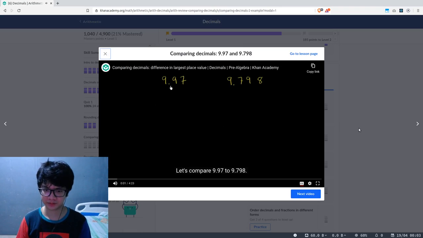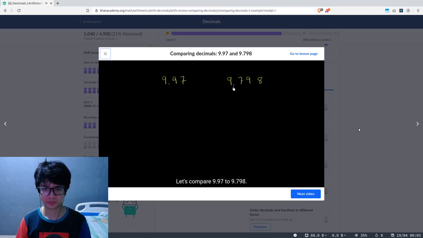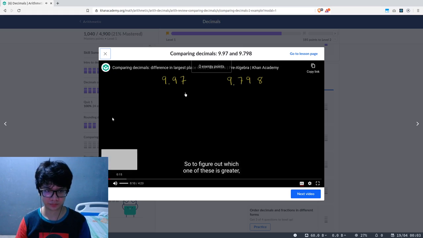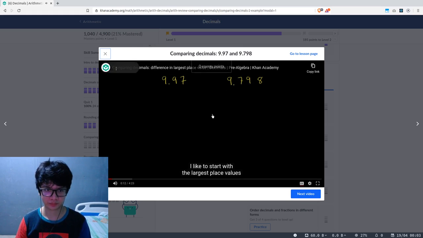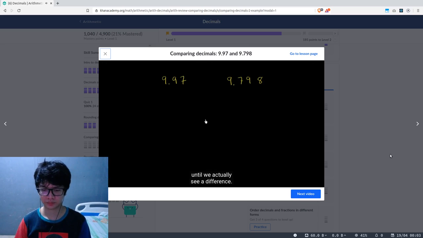Let's compare 9.97 to 9.798. So to figure out which one of these is greater, I like to start with the largest place values and then keep moving to smaller and smaller ones until we actually see a difference. So they both have 9 ones. So at least in the ones place, they seem comparable to each other.